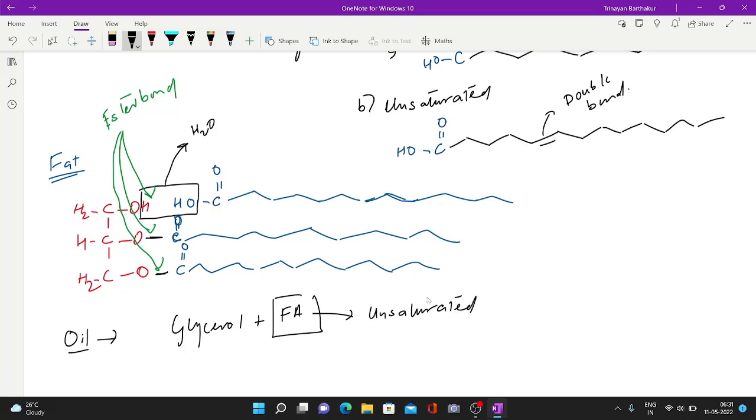But in case of fat, more or less most fatty acids are saturated. It means that this does not contain any double bond. But in case of oil, most fatty acids are unsaturated. That is the only difference between fat and oil. Otherwise, they are the same. Next comes phospholipids.